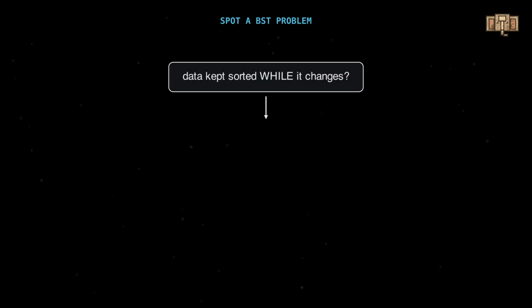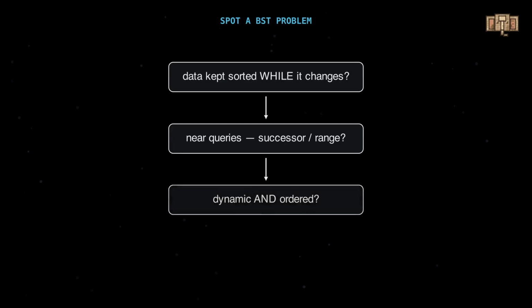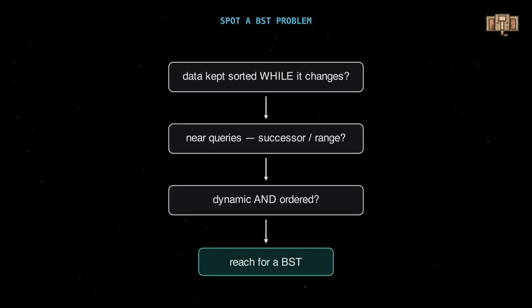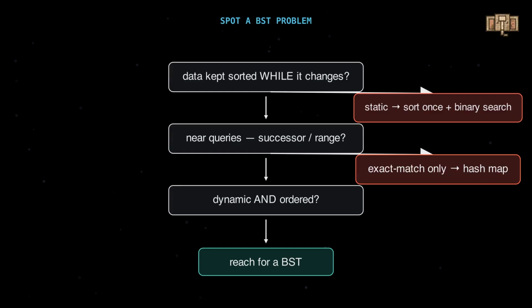So how do you spot a binary search tree problem? Ask yourself 3 things. Do you need data kept sorted while it keeps changing? Do you need near queries, the smallest key above some value, or a range? Is the data dynamic and are the questions ordered? That pairing is the signature. If it is static, just sort once. If you only need exact matches, use a hash. But dynamic and ordered together, reach for a tree.